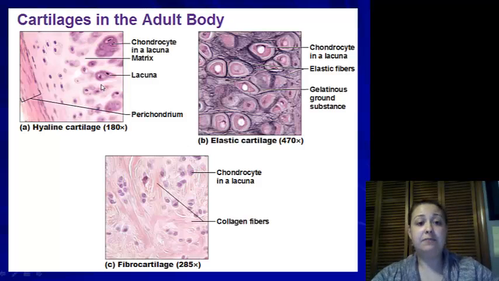Again, we see the hyaline, which has our lacuna, these little pockets, and inside we have a chondrocyte. With the elastic, we see a lot more of the elastic fibers in the matrix. And then for our fibrocartilage, we see most of the matrix being collagen fiber.